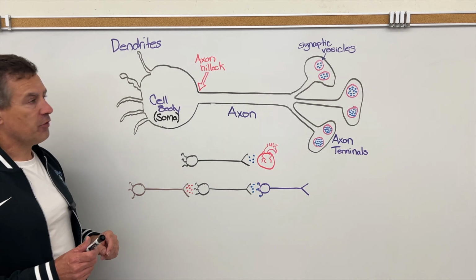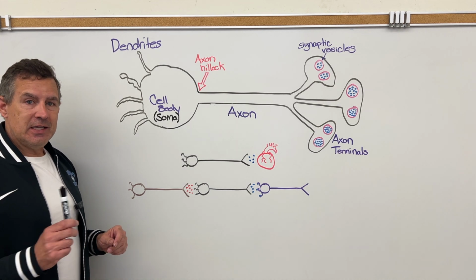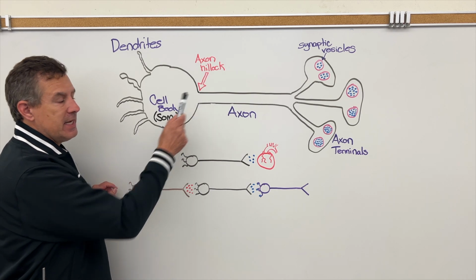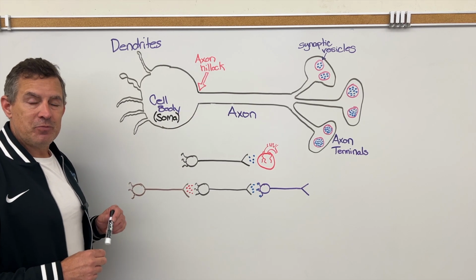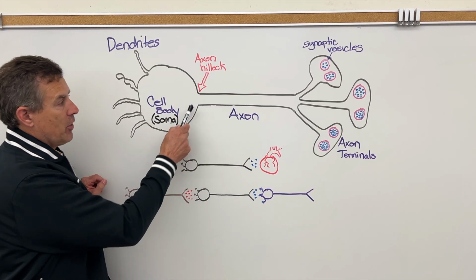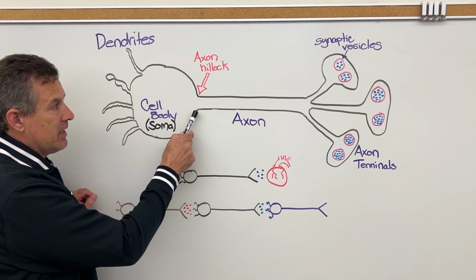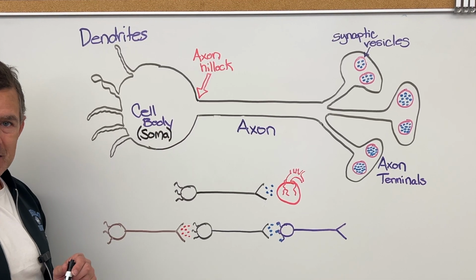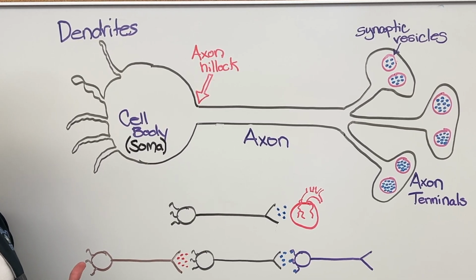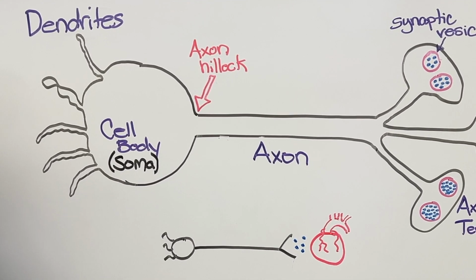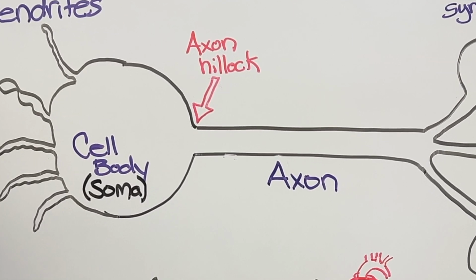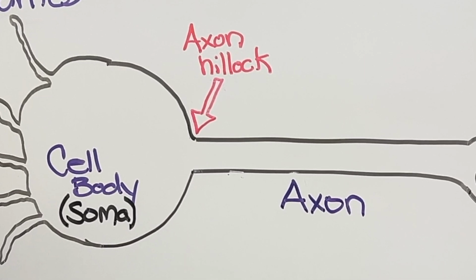Now, one more morphological structure I need to point out is the point at which the axon departs the cell body. The point at which the axon departs the cell body is known as the axon hillock. And in and of itself, it doesn't look that exciting, but it's important for a very important physiological event, and that event is threshold.